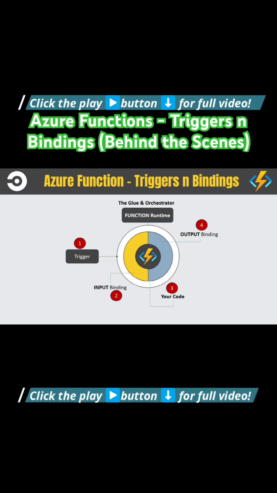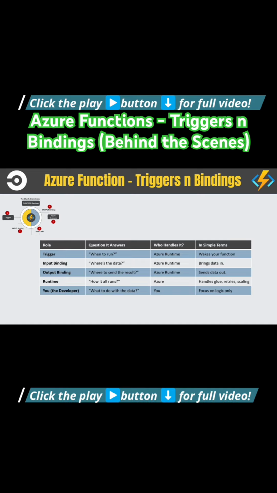So the trigger answers the question: when to run. It wakes up your function. The input binding answers the question: where's the data. It brings data in. Output binding answers the question: where to send the result. And in simple terms, it sends the data out.